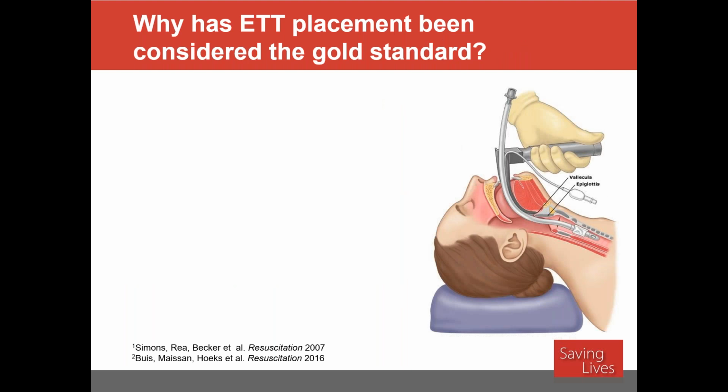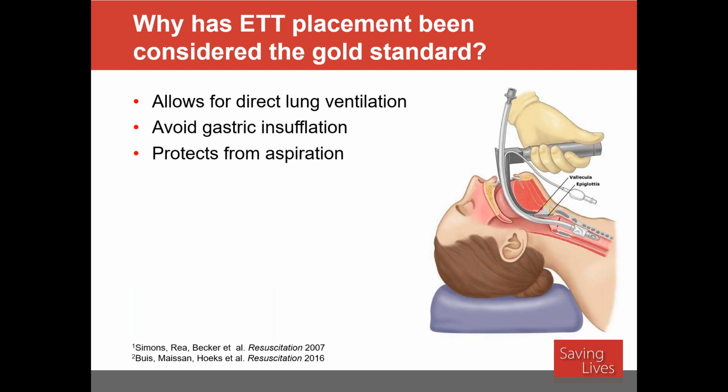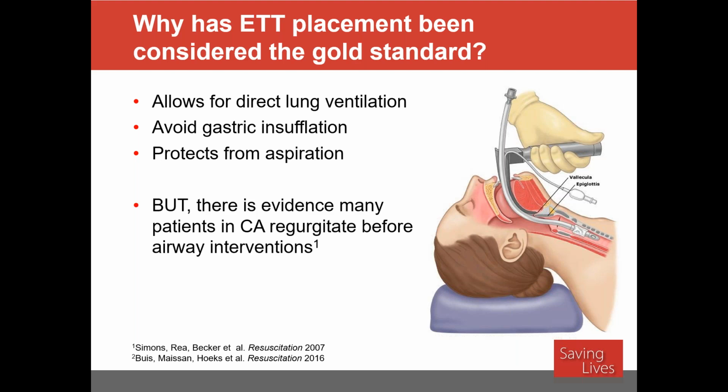All right, so why has endotracheal tube placement been considered the gold standard? That's a question I've always had, but I think one of the main things is it allows for direct lung ventilation, so that's a major plus. It protects the airway, so that's another major plus. You don't get as much gastric insufflation and air into the stomach, and it protects against aspiration. So those are all major pluses.